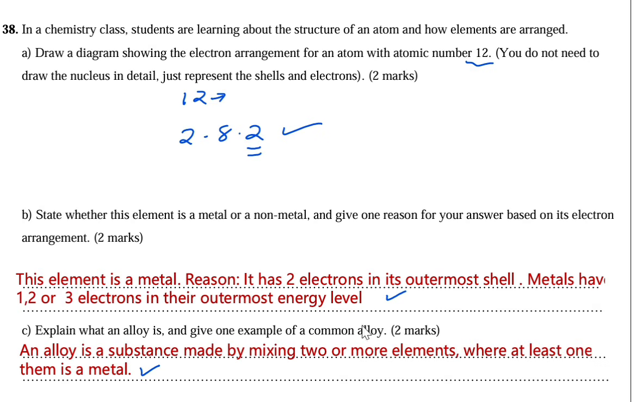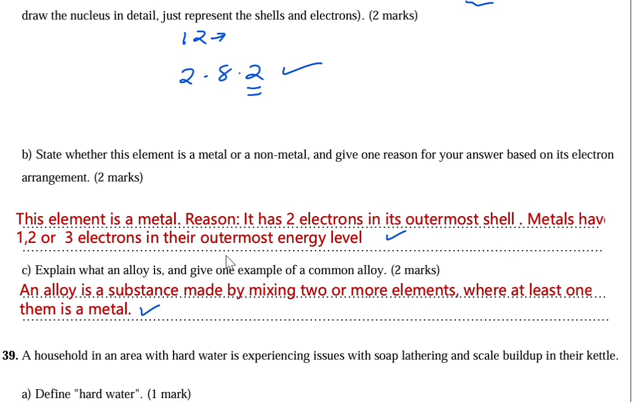So we have so many alloys. For example, we have brass. Alloys examples, we have brass. So you're going to say e.g. Example, we have brass. We have bronze. We have steel, and etc. So these are examples of common alloy.